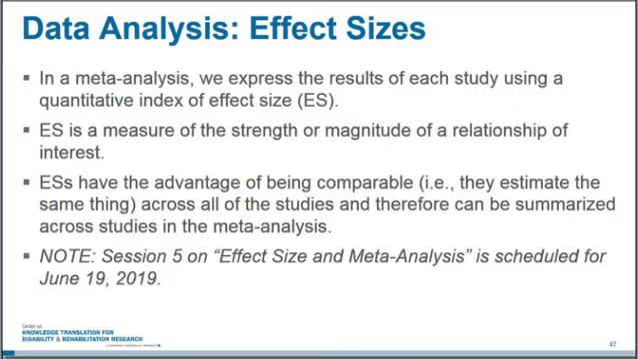We use effect sizes because not every study uses the same measure of a particular phenomenon or outcome. For example, math ability can be measured by a myriad of different measures, and so we use an effect size so that we can say something about math ability across all these studies, even if everyone's not using the same measure. Please note that session 5 of this series will be talking more specifically about effect size and meta-analysis.